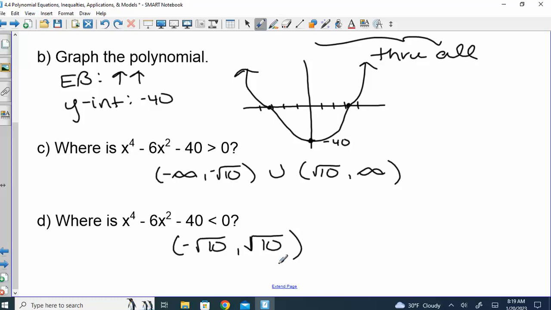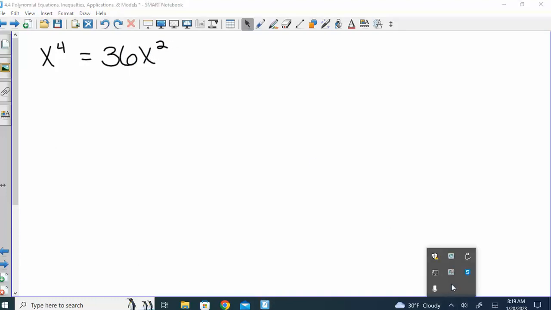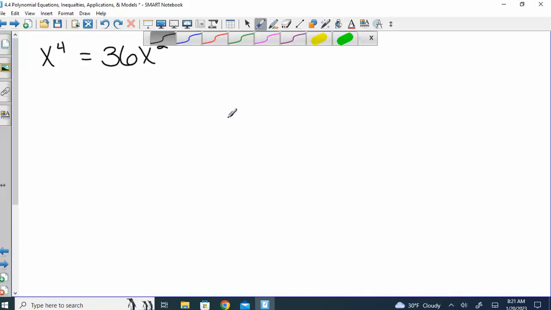All right, I have one last problem. I'm just asking you to solve it. I'm not going to ask you to graph it or anything. I want to see if you guys can solve this. Start out. You cannot just divide by x squared. It is tempting, but you will lose answers when you do that. If you divide by the x squared, you only get 2 answers, and we need 4.